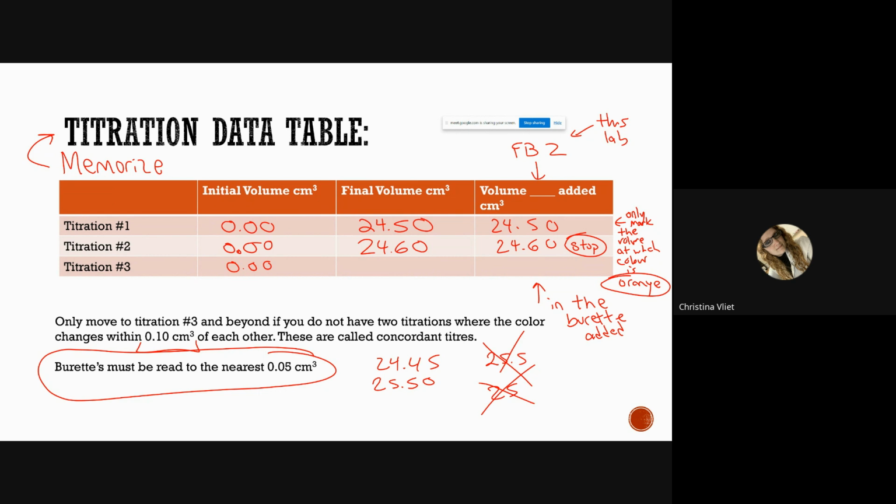Just do another one. All right, table one. First one got that successful orange color. Great job. Do another one. That's your rough titration. So now you start your accurate one. Remember, today we're on your 20th month. You're just practicing titration.